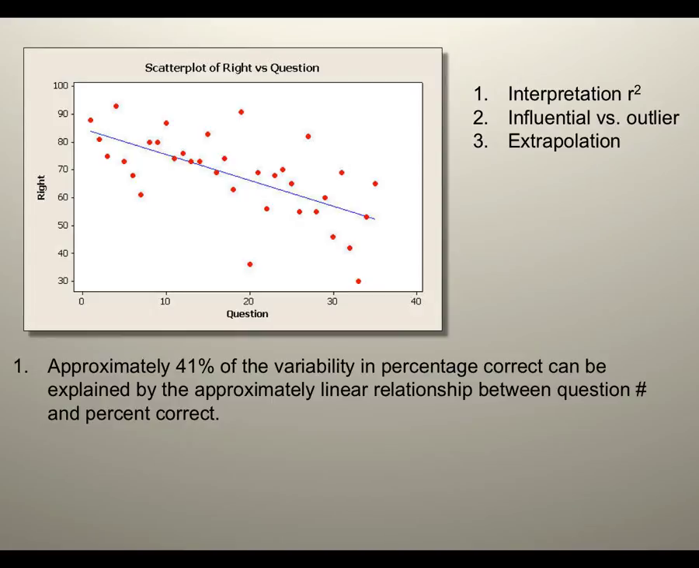So R squared is again a measure of strength for a linear relationship. So the closer that R squared is to 1, the more linear the relationship is. So R squared is not very close to 1 at all, which means that this is not a very strong relationship.